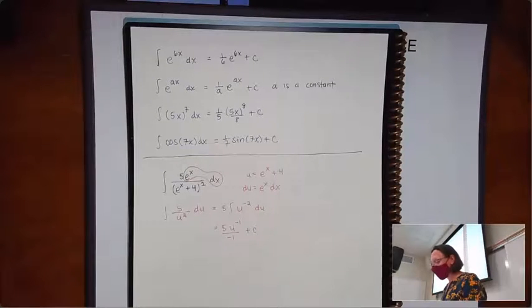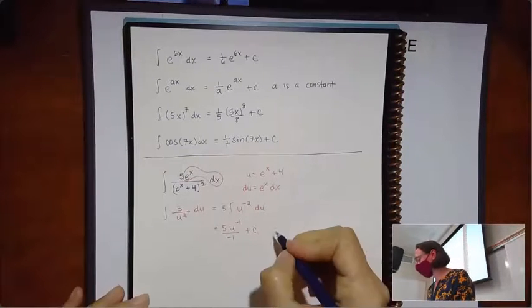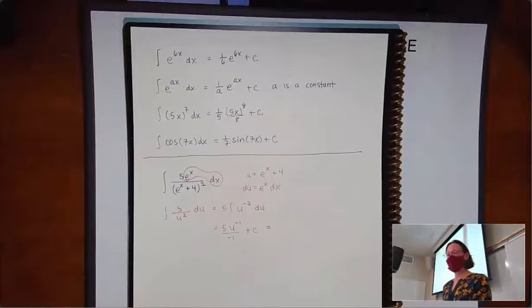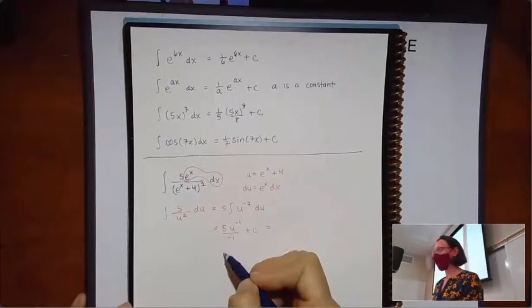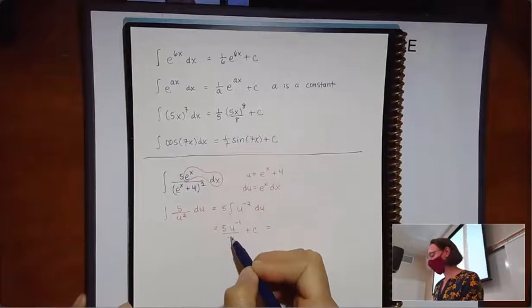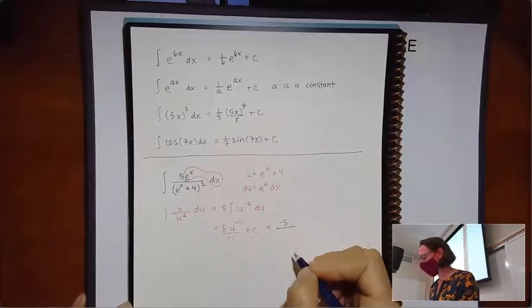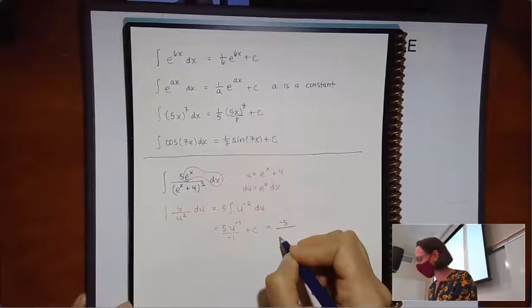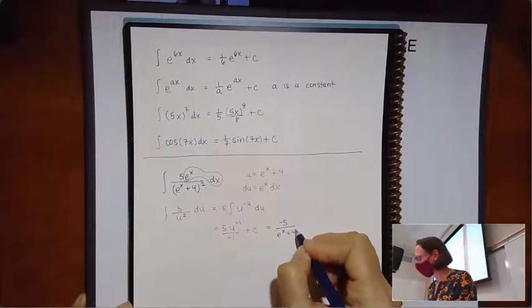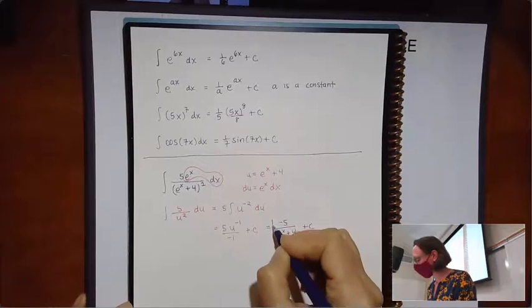We don't have to, but when I rewrite this, I would probably choose to simplify it a little bit, because when I rewrite it, that u to the -1 tells me it's in the denominator, and I can take the -1 from the denominator and actually bring it up with that 5. So I'd have -5 over e to the x plus 4 plus c.